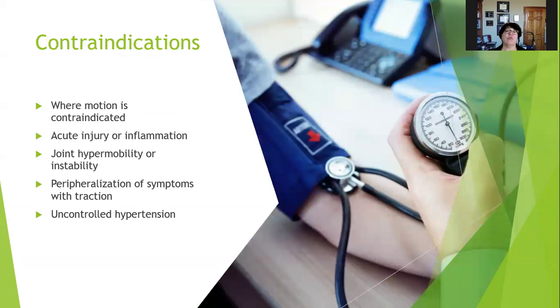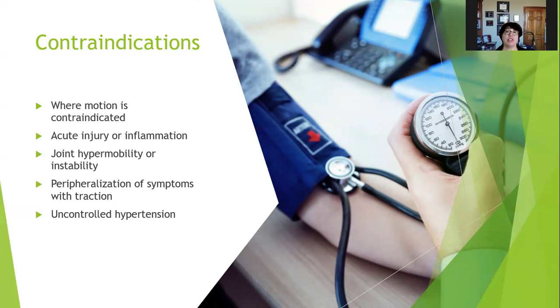Contraindications: if you don't want to increase motion for whatever reason, like you have a fracture or something like that, you don't want to do traction. If you have an acute injury or a lot of inflammation, so the subacute inflammation that we talked about earlier, that's okay. But if you have an acute injury, traction is probably not your first choice. Joint hypermobility or instability, yeah, you don't want to make it more mobile and less stable.